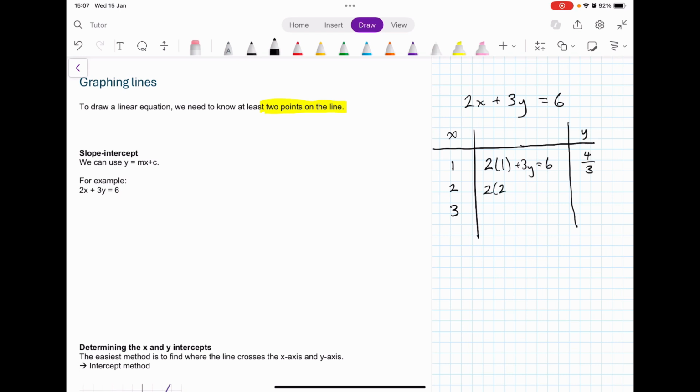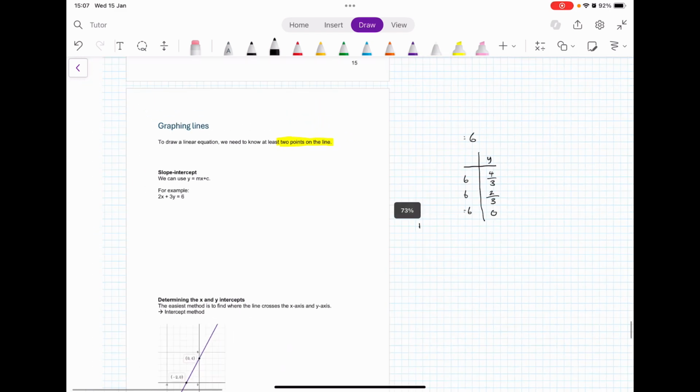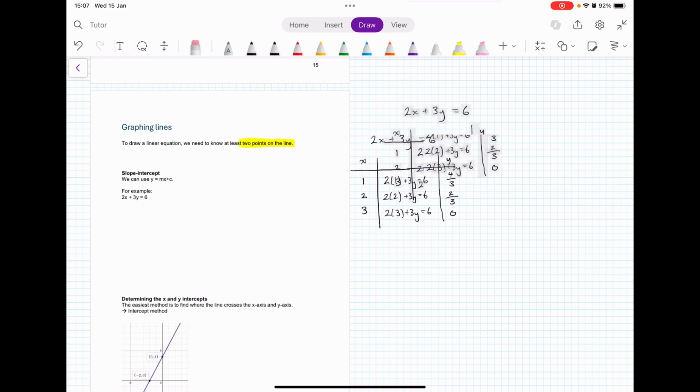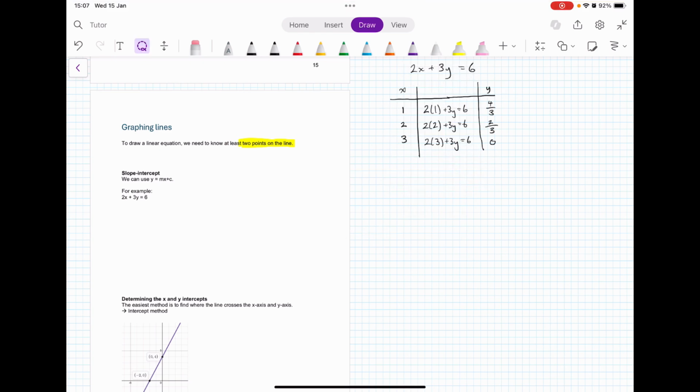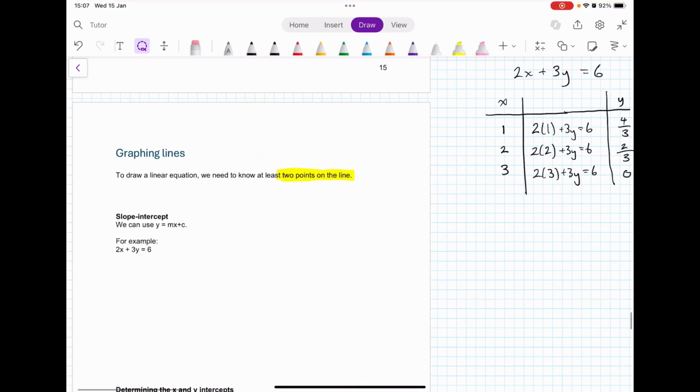Then you can substitute in 2 for x. So you do the same thing. You bring the 4 across. So 6 minus 4 is 2. And then 2 divided by 3 is 2/3. And then you do the same for 3. 6 minus 6 is 0. 0 divided by 3 is 0. And then you see you have a few points. You would plot those points on a graph and draw a straight line through them. So that is the simplest way if you're stuck. Just substitute in x is equal to 1, 2, and 3.